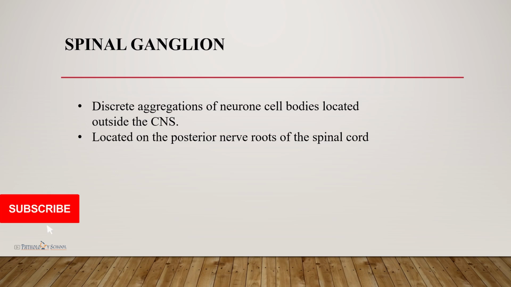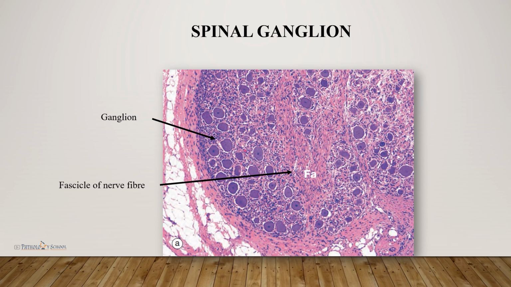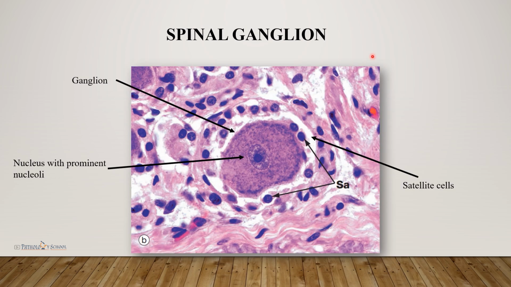Ganglia are discrete aggregations of neuron cell bodies outside the central nervous system. The spinal ganglia are located in the posterior nerve root of the spinal cord. In this diagram, we can see these basophilic rounded cells are the ganglion cells, and these eosinophilic wavy fibers are the nerve fibers. In the high power view, we can see abundant eosinophilic granular cytoplasm, in which we can see the rounded nucleus with prominent nucleoli. It is surrounded by the satellite cells.